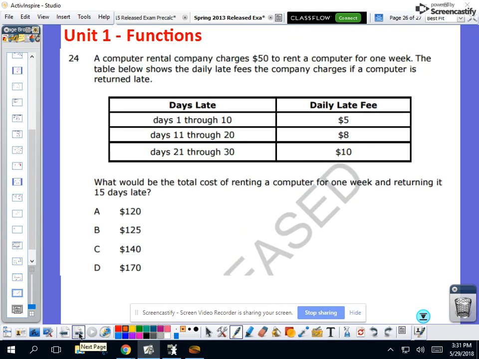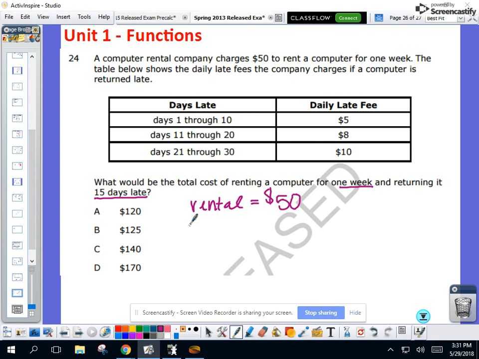Number 24 is one that you kind of have to think about. A computer rental company charges $50, kind of a base price, to rent the computer for 1 week. Then we're given a chart for all the late fees. RIP Blockbuster. You don't even know what that was, but that was DVDs, not computers. This particular person rents a computer for 1 week and returns it 15 days late. So the rental itself is going to cost the person $50, just kind of a base rate. Then it's 15 days late.